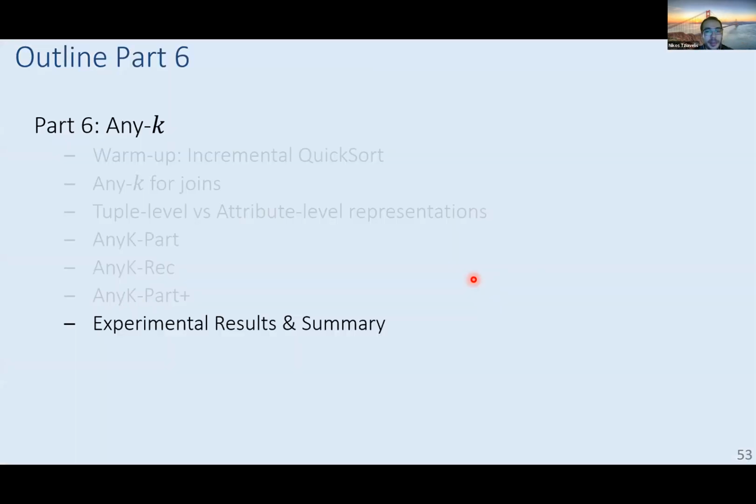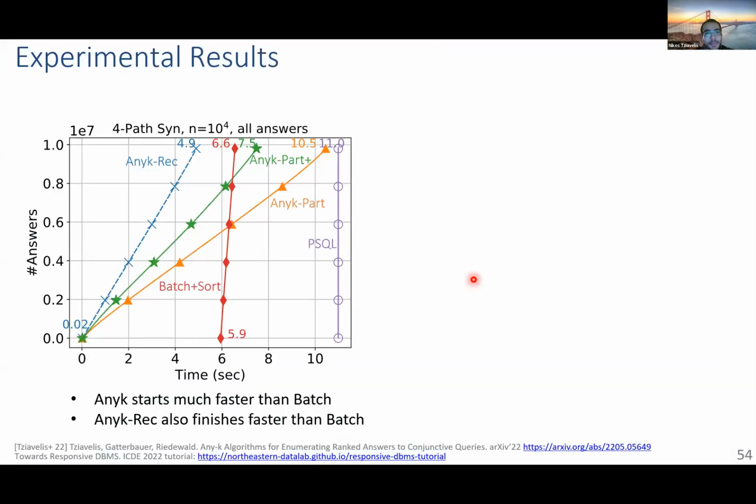So to wrap up, I will show you some experimental results. Here in these experiments, we have time on the x-axis and the number of returned answers on the y-axis, and we can see the red line is the sorting, essentially. They produce all the join answers and then sort them. It takes approximately 6 seconds. And if you run this query on Postgres, it takes 11 seconds.